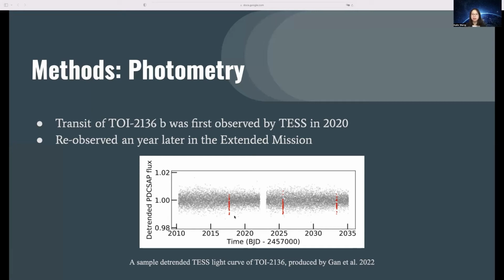So this basically ruled out the possibility of a false positive and also proved the existence of the planet.